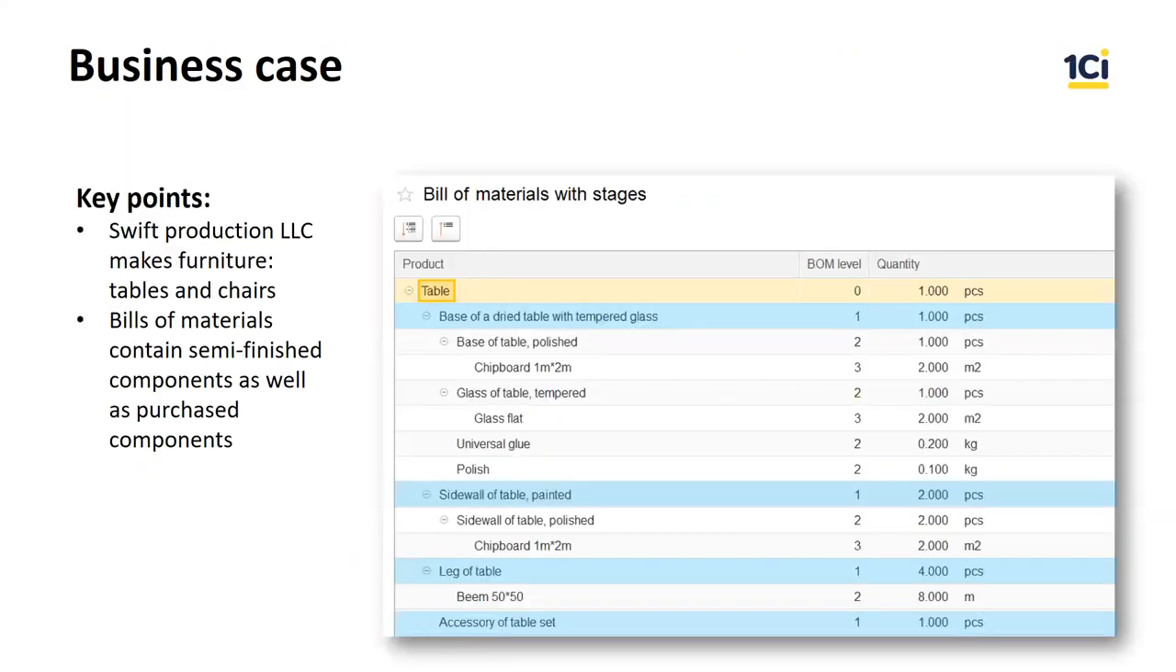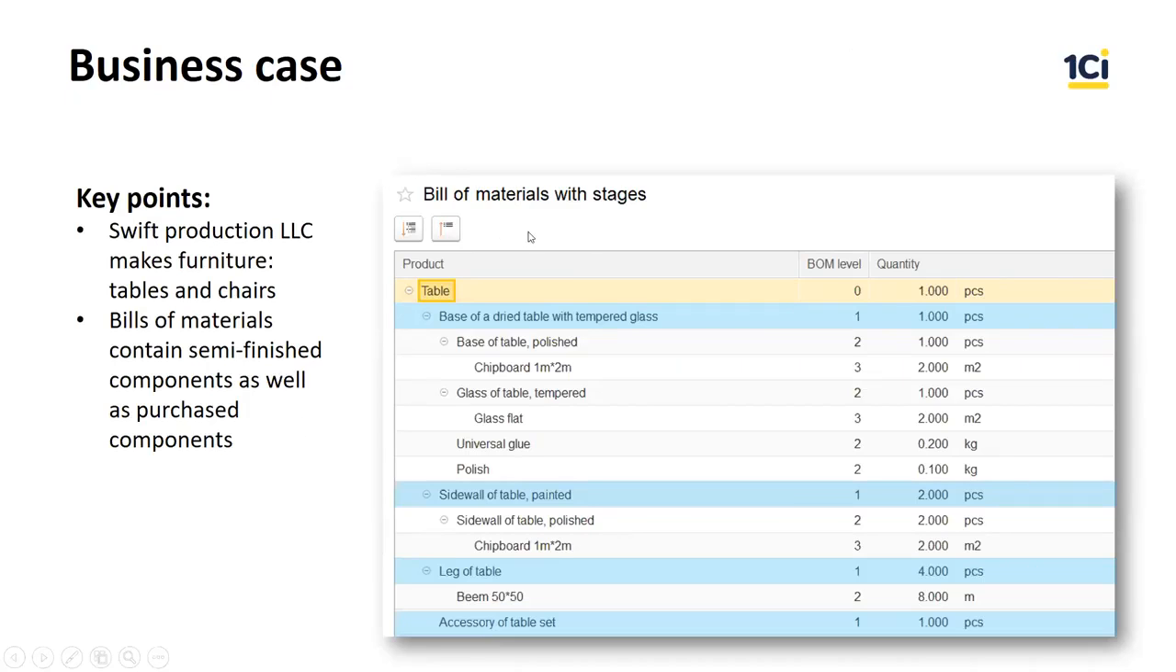To make our journey easier, we'll concentrate on the business case, which you will find in demo version of OneSeeDrive. So we will not repeat unnecessary data in here, just the key points that we talk about. Imaginary production company, Swift Production, that makes furniture, tables and chairs to be exact. And the bill of materials for these products contain semi-finished components as well as purchase components.